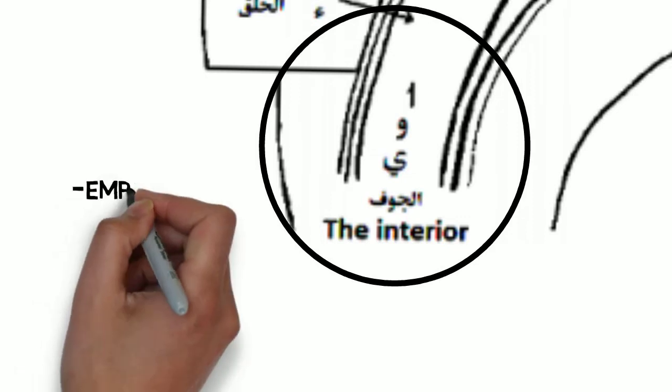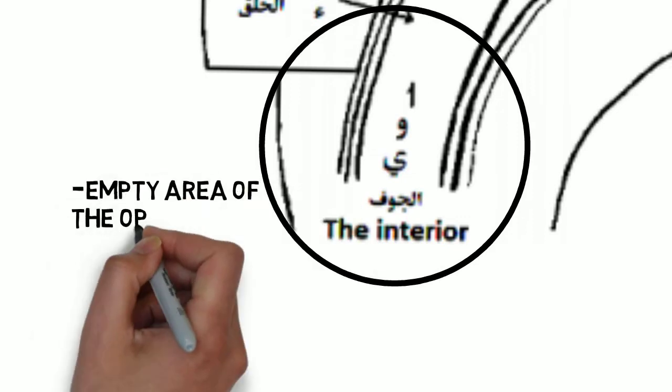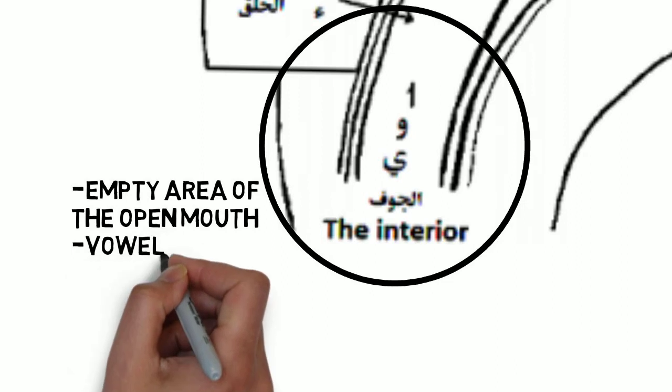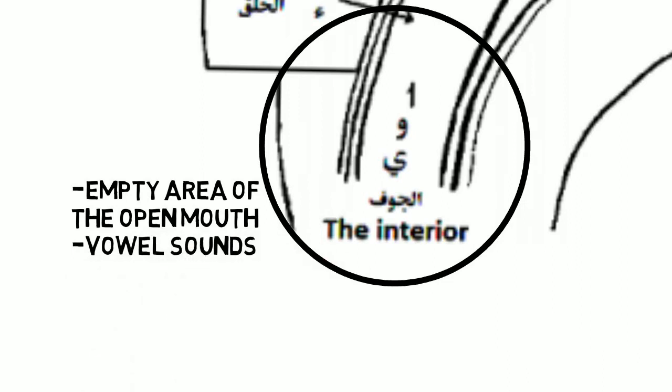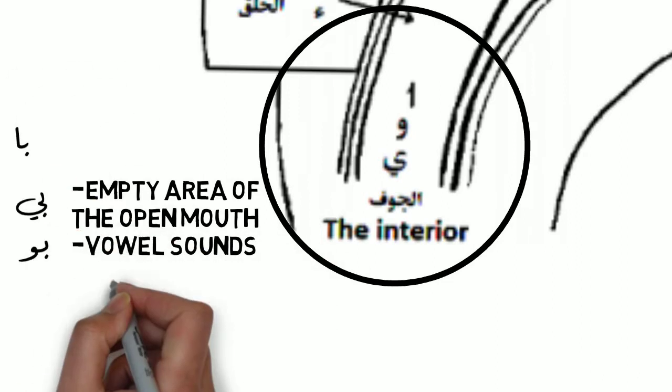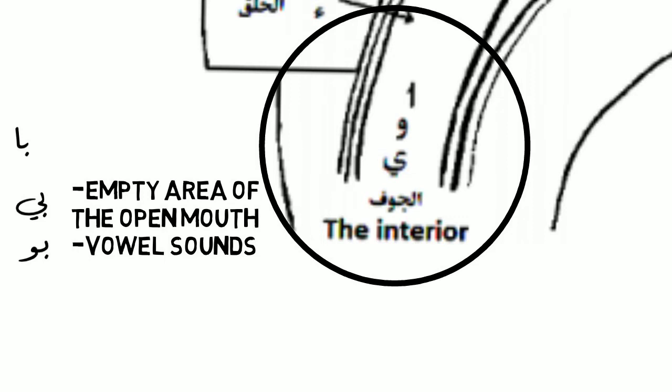So let's start with Al-Jawf, the interior or the chest area. It's the empty area of the open mouth. It's the articulation point of the vowel sounds. So a, wa, and e. So try saying ba, ba. Put your hand on the very bottom of your neck. You should feel a vibration there, a very strong vibration, because that is where the vowel sounds should originate from.